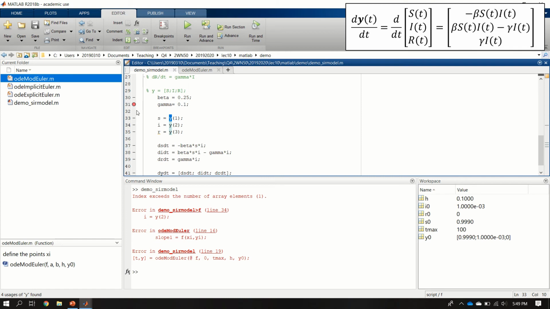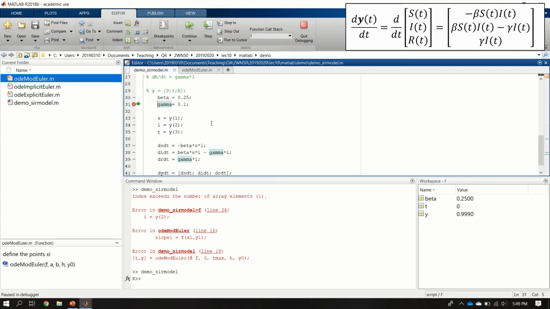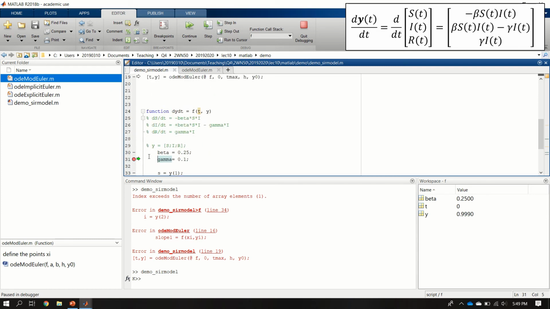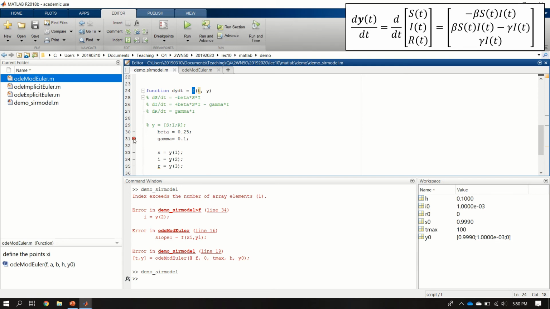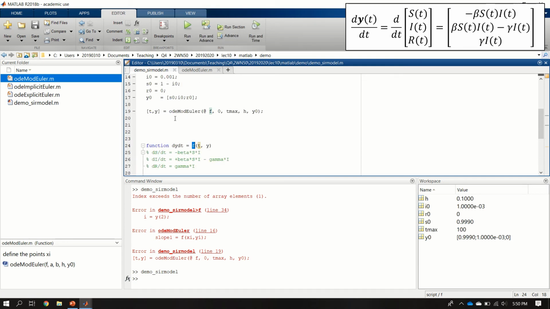So let's try to solve this problem by putting a breakpoint over there and running it again. With this breakpoint, we see that we stop the code whenever we enter this line over here. And we see that at this point, y is only a single value, so it's not a vector as we would suspect. So something is slightly going wrong when we're calling this f.